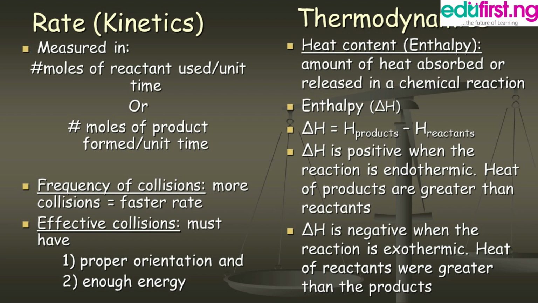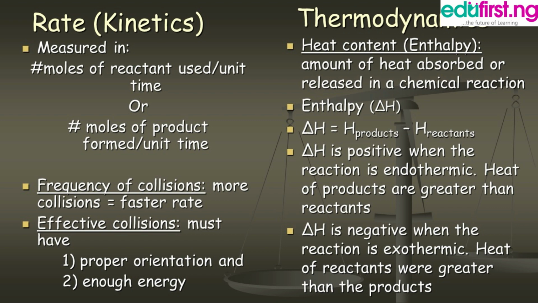Now, basically, in thermodynamics, we're talking about the heat content here, which is the enthalpy, the amount of heat absorbed or released in a chemical reaction. This is denoted by delta H, enthalpy, and it is the difference between the heat of product and the heat of reactant.